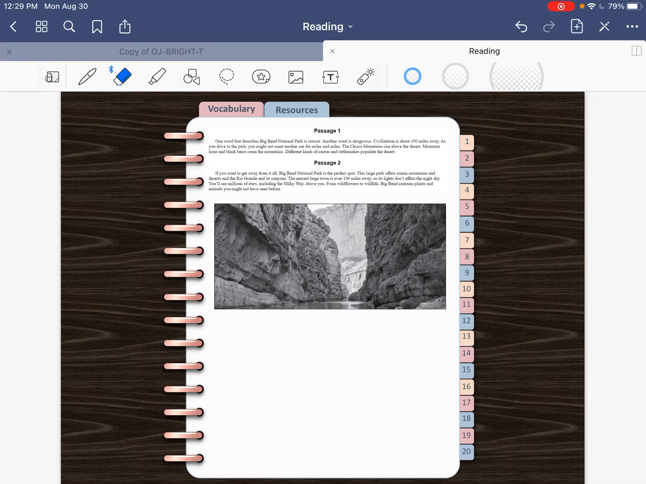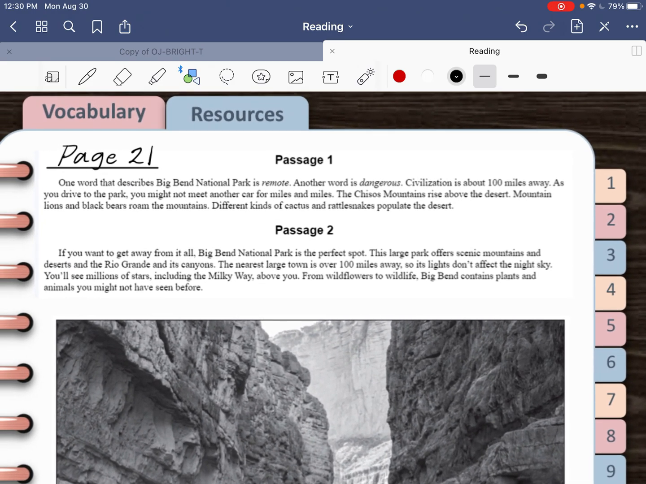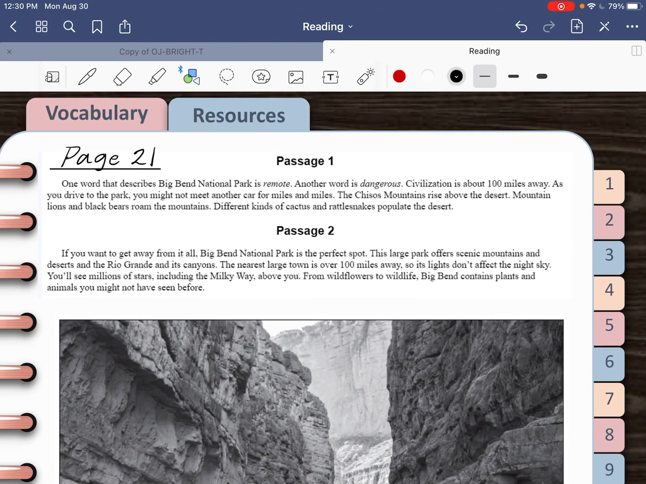This is page 21 in the textbook. And in this exercise, we are comparing two passages. So there's a new mind map for this skill. But first, let's read the two passages, and I am going to highlight as I go.